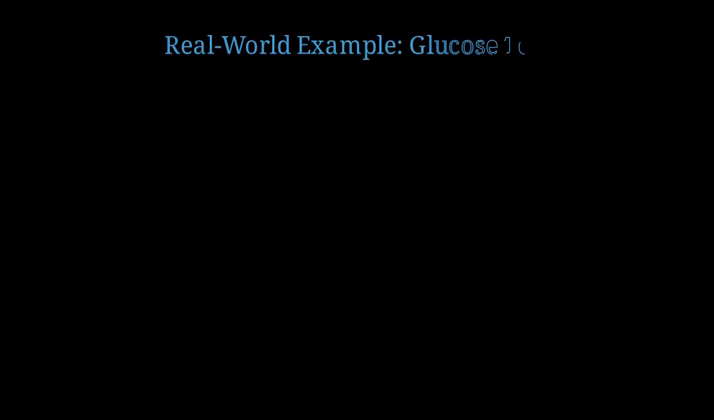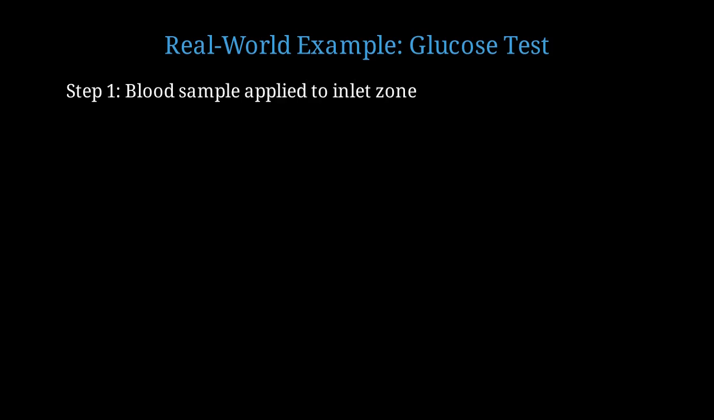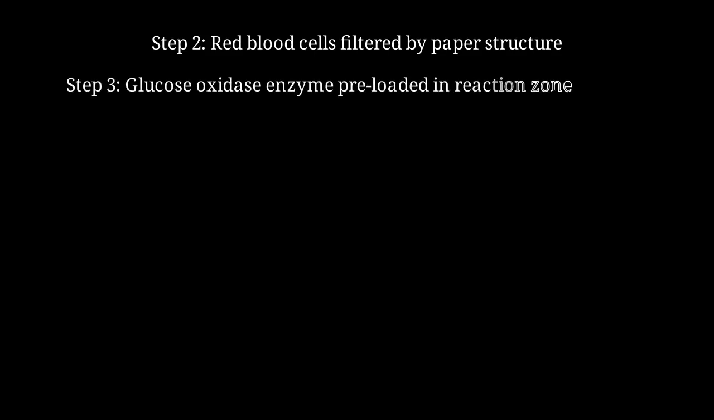Let's look at a concrete example, a paper-based glucose test for diabetes monitoring. The patient applies a small blood drop, typically 5 to 10 microliters, to the sample inlet zone. As blood flows through the paper, red blood cells are physically filtered out by the small pore sizes. Only plasma continues flowing.